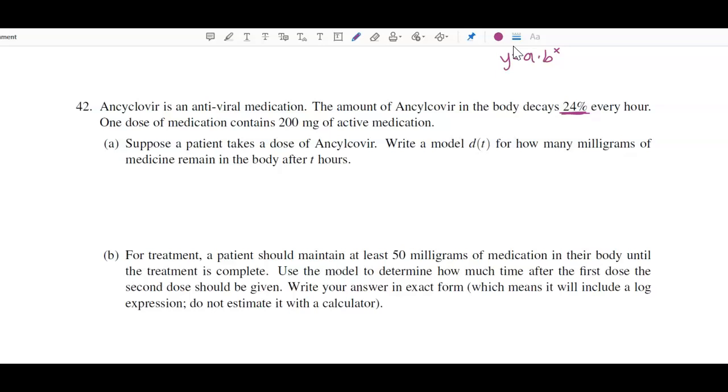That's why I want to go through this one. So let me just take a minute and see if you can figure out how you would write this as a formula.